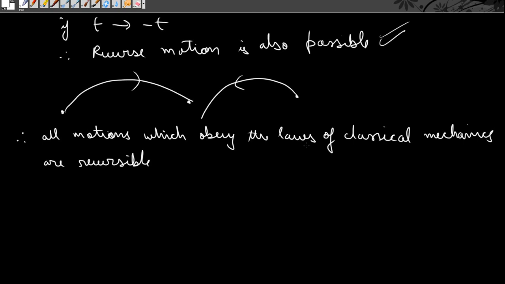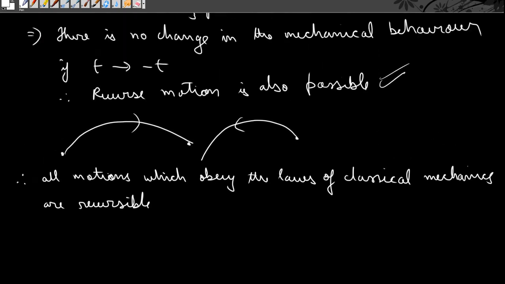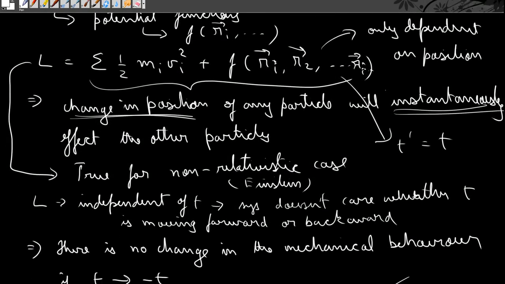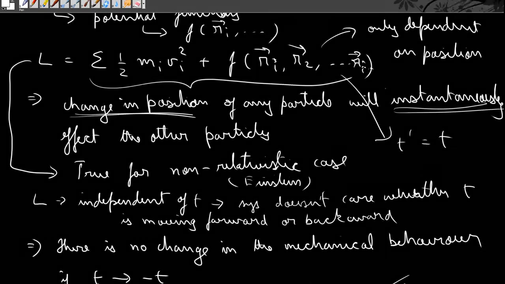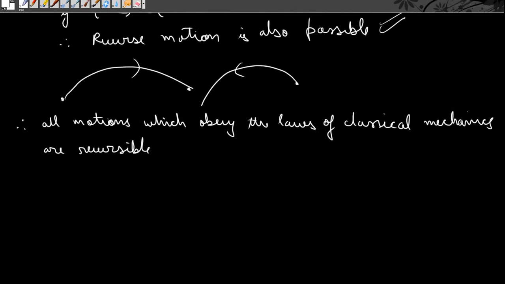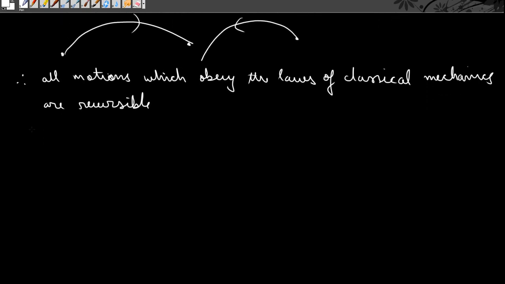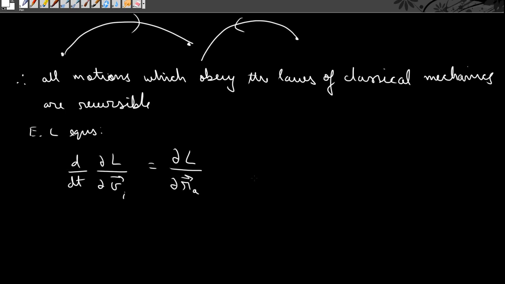Okay, now let us see what this function is, which depends on R1, R2, Ri, which is basically the positions. If you observe, we have the Euler-Lagrange equations, which say that the total time derivative of ∂L/∂vi will be equal to the partial derivative with respect to the corresponding position vectors, right?